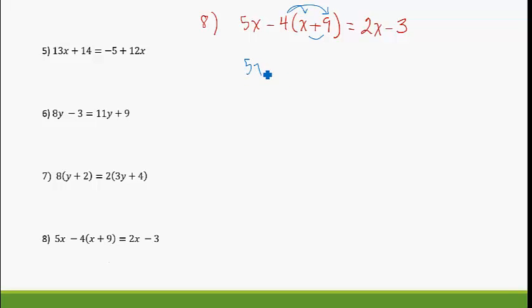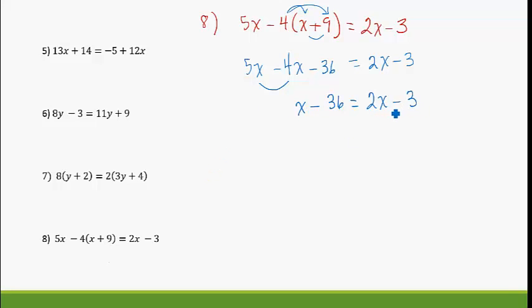So this is going to give me a 5x. This is a negative 4, which is a minus 4, which is plus a negative 4, so that's going to become a minus 4x. And this is going to become a minus 36. That subtraction out here changes the sign of each term inside that parentheses, equals 2x minus 3. I have like terms here. 5x minus 4x is x minus 36.